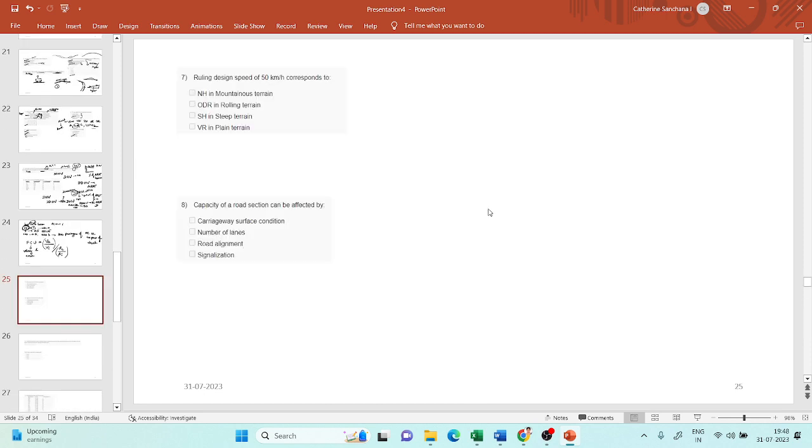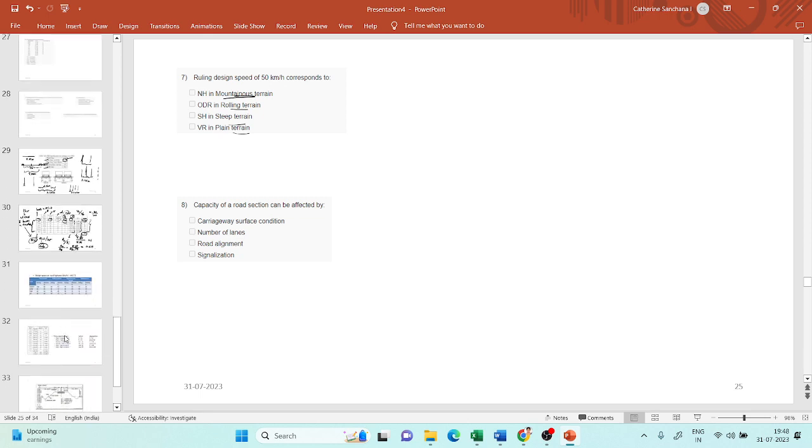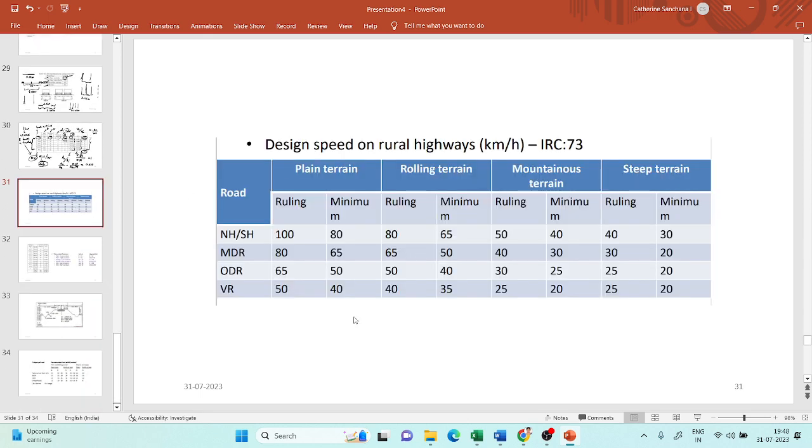Now moving on to the next question. Ruling design speed of 50 km per hour corresponds to what? As I said earlier, the IRC code gives minimum speed and ruling speed depending on the type of terrain. So if you see that table in sir's slides, you can see that you have 50 here, ruling 50 here, 50 here, one more 50, 50 here.